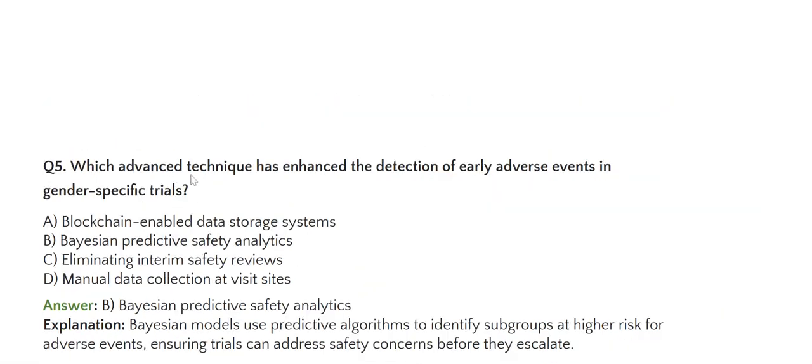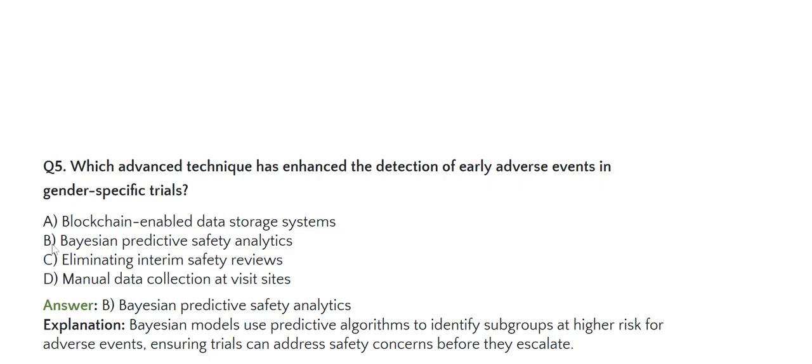Question 5: which advanced technique has enhanced the detection of early adverse events, AEs, in gender-specific trials? A, blockchain-enabled data storage systems. B, Bayesian predictive safety analytics. C, eliminating interim safety reviews. Or D, manual data collection outside visits. So, which advanced technique has enhanced the prediction of early AEs in gender-specific trials?